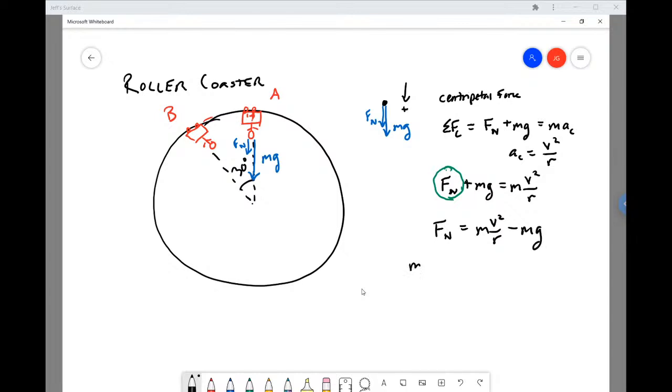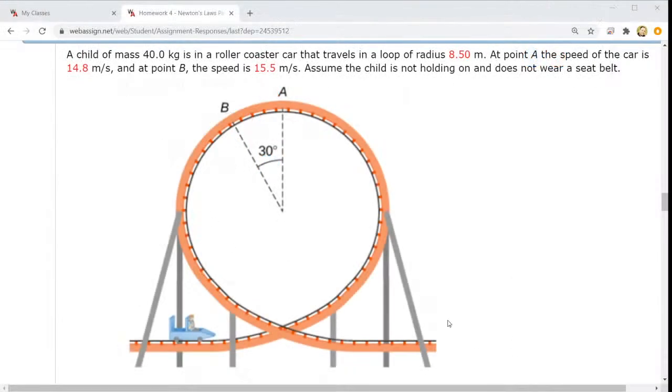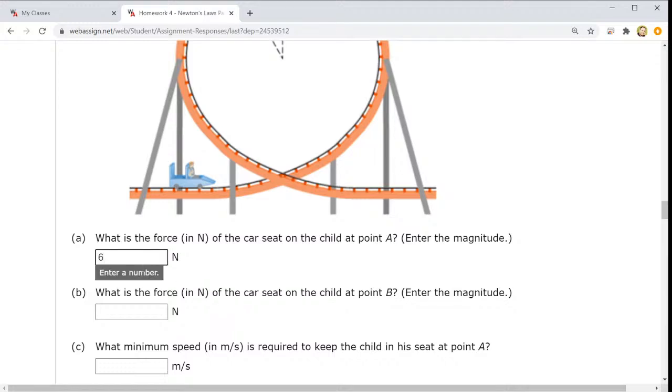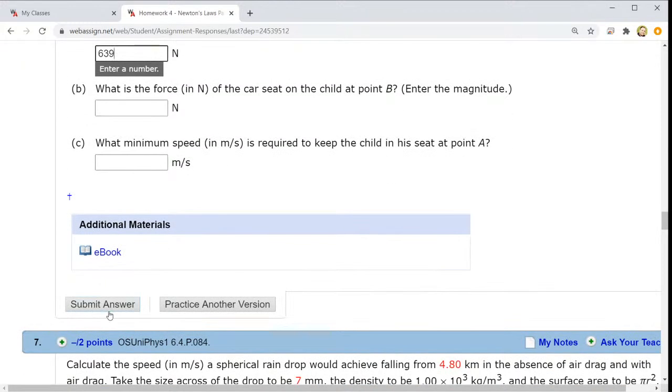And so in this problem we know all these things. The mass of the child is 40 kilograms. The speed at point A is 14.8 meters per second. The radius of the roller coaster loop is 8.5 meters. And g is 9.8 meters per second squared. And so let me plug all those things in here and I'll give you an answer. 639 newtons of force. So let's go back to here and let's put it in, make sure we're right. 639 newtons, submit.